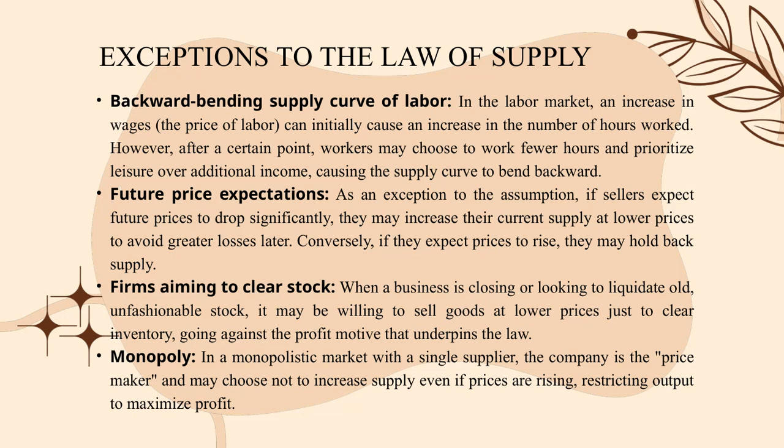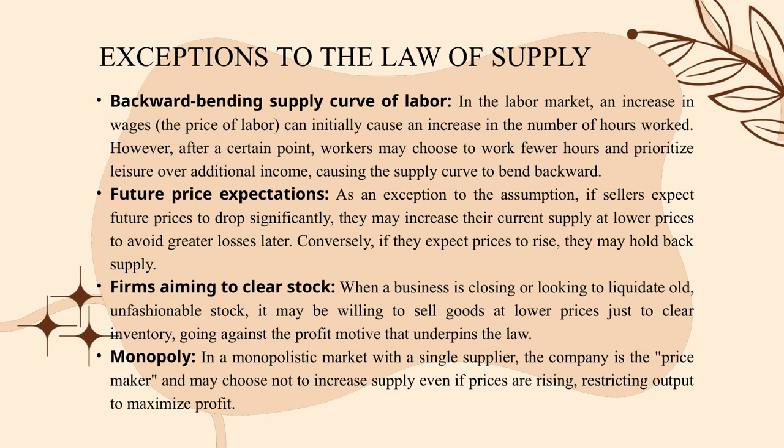Let's explore some key exceptions to the law of supply. First, we have the backward-bending supply curve of labor. Typically, we think that as wages increase, people will work more. But interestingly, after a certain point, higher wages can actually lead workers to choose fewer hours and enjoy more leisure. So the supply curve bends backward, reflecting this shift in preferences.